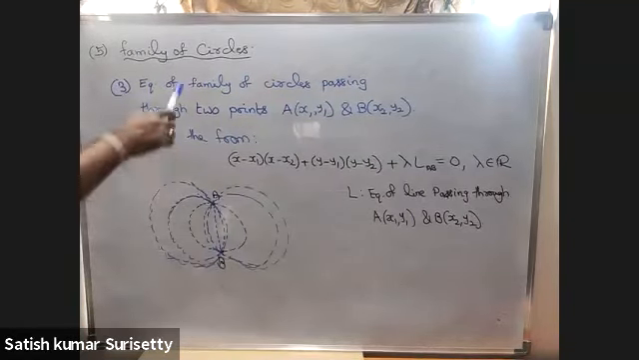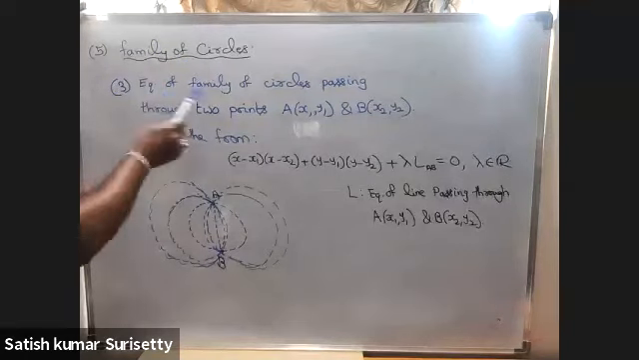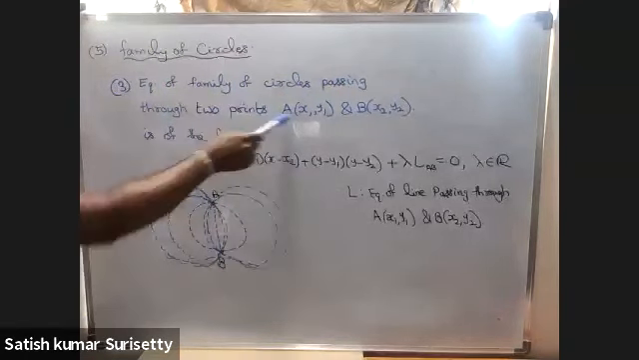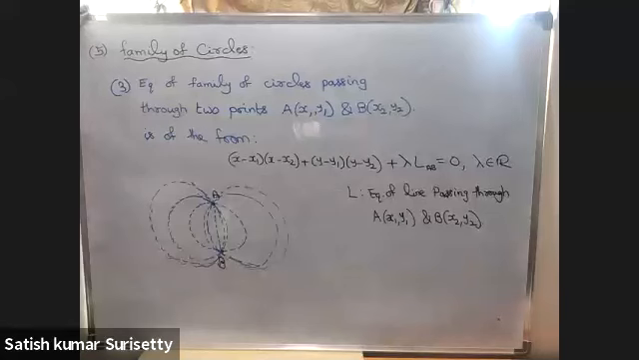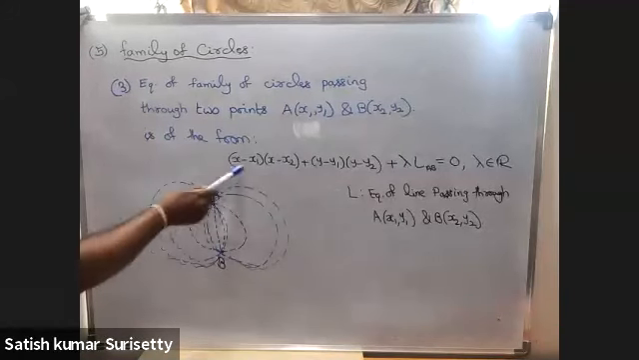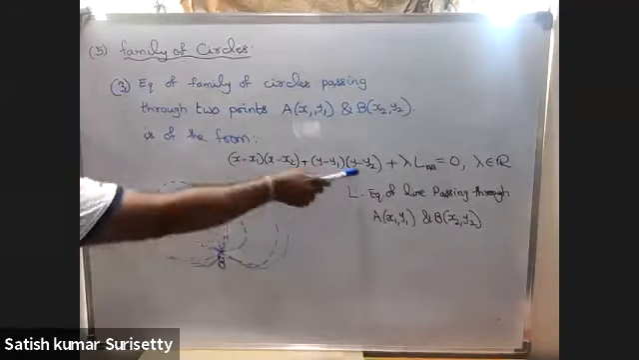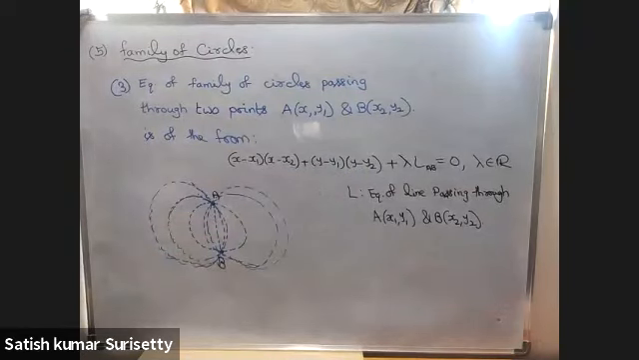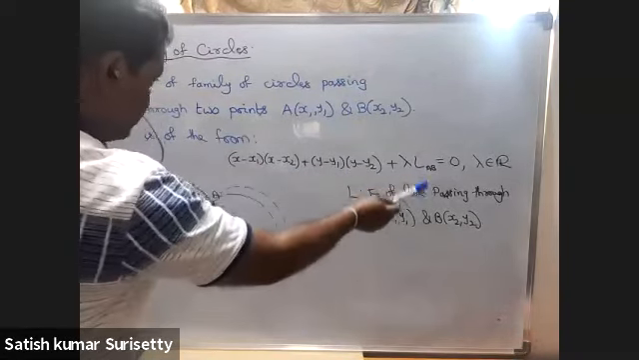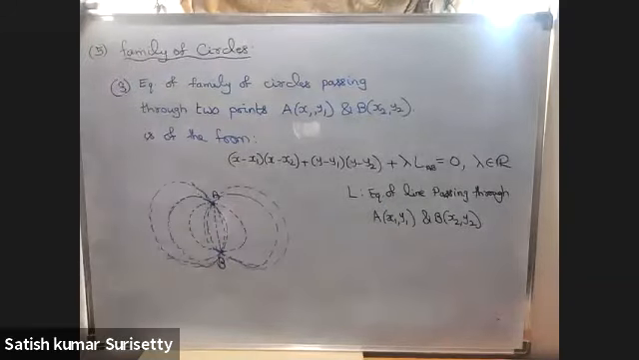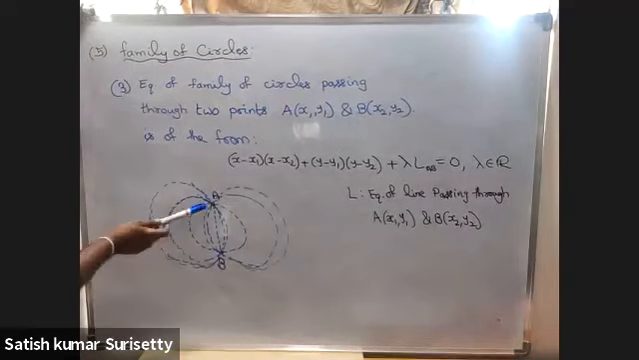So under family of circles, third concept is equation of family of circles passing through 2 points A(x1, y1) and B(x2, y2) is of this form: (x minus x1)(x minus x2) plus (y minus y1)(y minus y2) plus lambda times L_AB equal to 0, where L_AB is the equation of the line passing through 2 points A(x1, y1) and B(x2, y2). So through A and B, again here we have infinite circles.